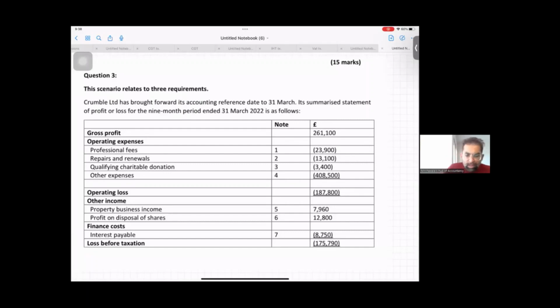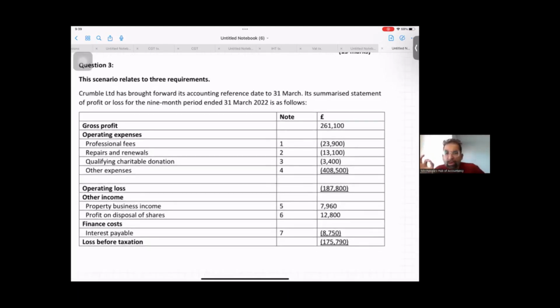Okay, so now we are starting question number 3. We are doing question number 3 now. Question number 3 is about corporation tax. I think this is easier. It's all about trading.